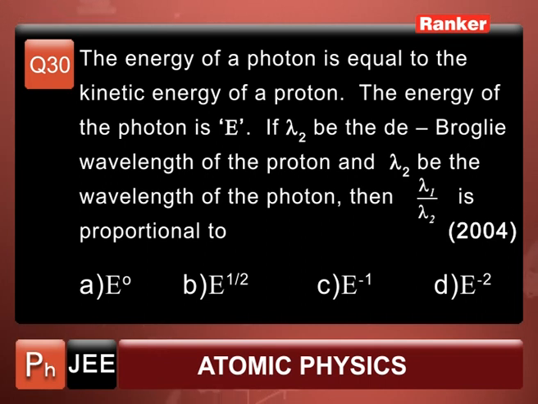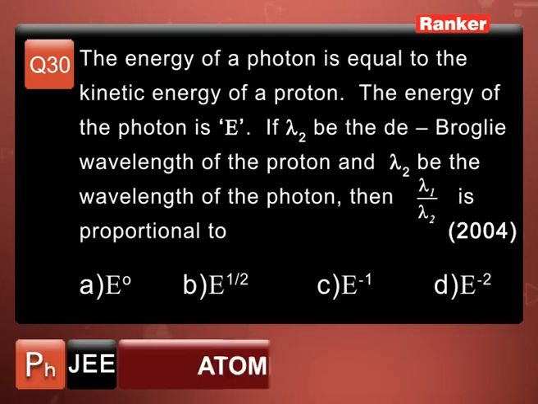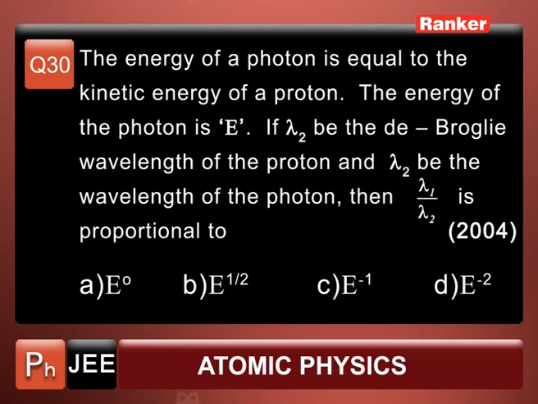Anything to the power 0 is 1. That means there is no such relation. It is understood according to the first option given there. And the second option he says e to the power half, so you can understand it is root under e. The third option he said e power minus 1, and the fourth option is e to the power minus 2. What is the correct option?